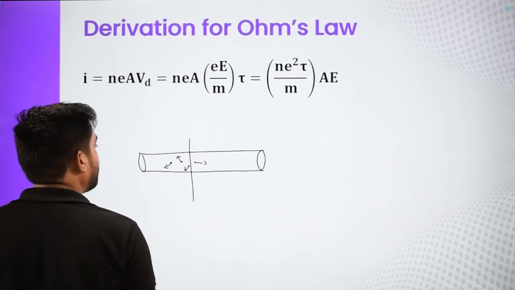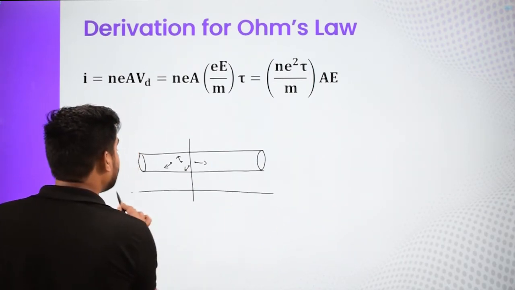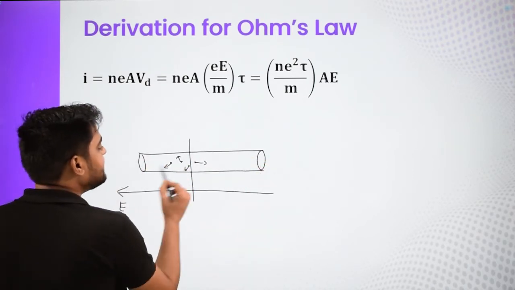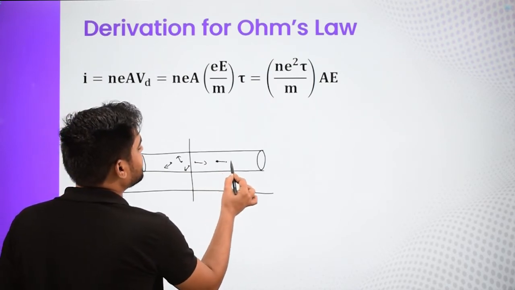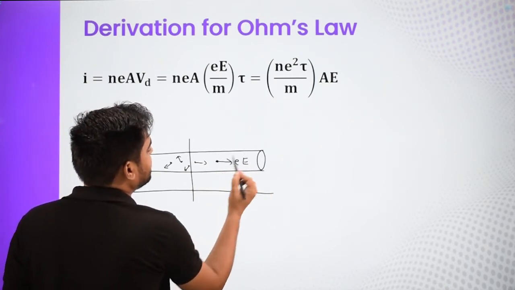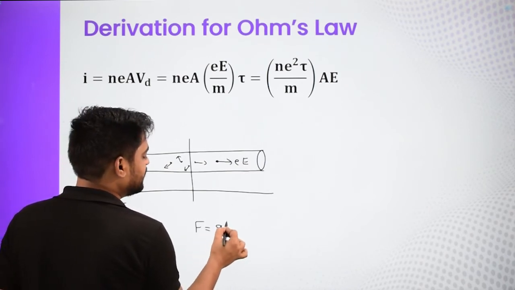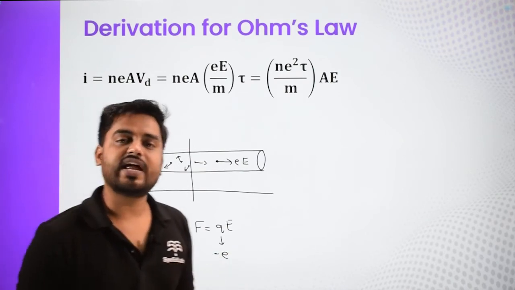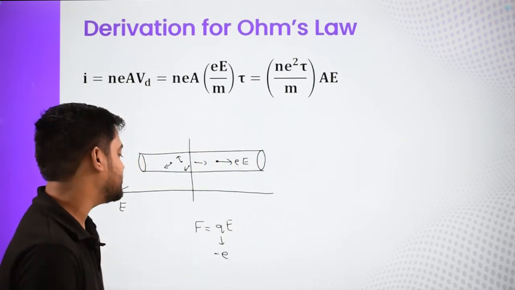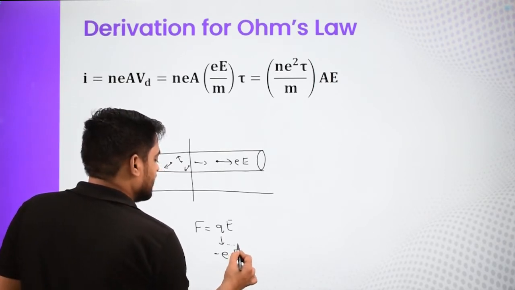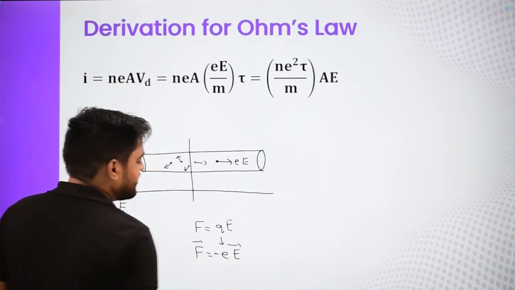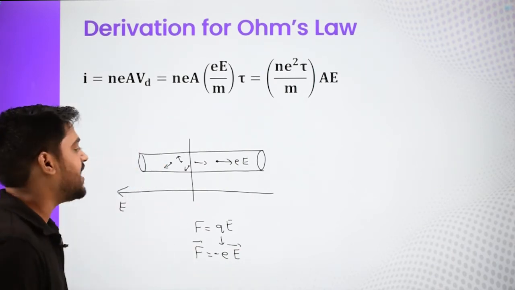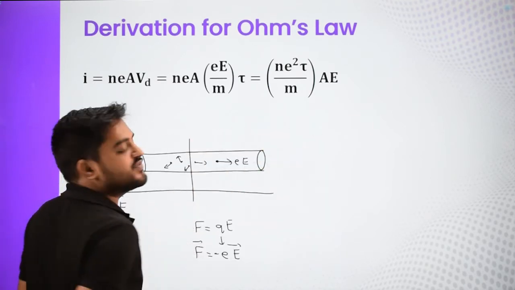Now, what happens if we apply an electric field? As soon as we apply an electric field across the entire piece of conductor, each electron will experience a force in this direction. We already discussed that force is equal to qE, and here it is minus eE, where small e is 1.6 × 10^-19, the elementary charge on an electron, and E is the field. This is my F vector. The force is in the opposite direction because of the minus sign, and its magnitude is small e times capital E. So all the electrons experience force in that direction.